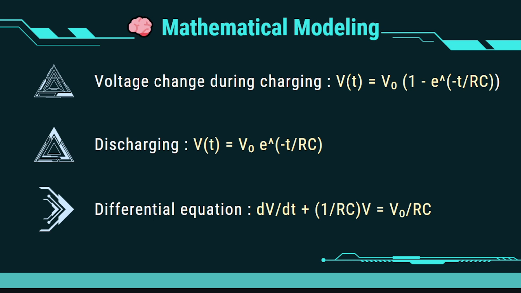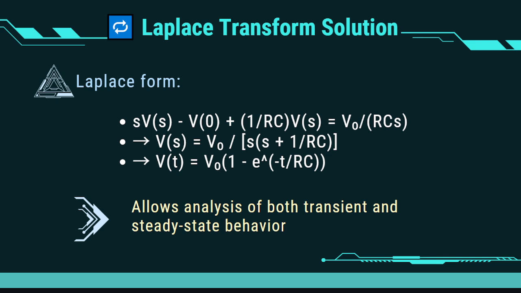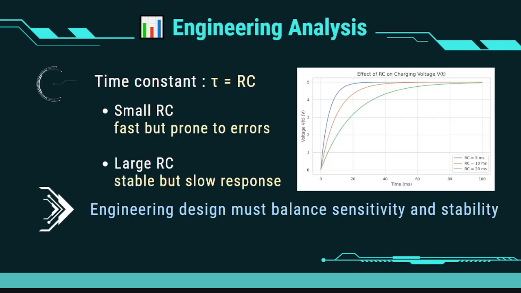And this is the math behind it. The first is the math when charging, and the second is when discharging, and the last is the differential equation. We solve this using Laplace transforms, allowing analysis of both transient and steady-state behavior. The time constant tau equals RC. A small RC means fast response but more noise. A large RC is slower but more stable. Engineers must find the right balance between speed and reliability.